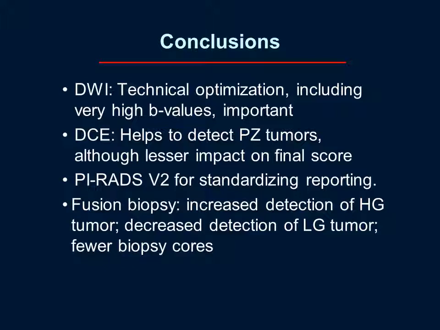So that concludes this lecture. Just some final takeaway points. For diffusion, be aware of technical optimization, including the role of very high b-values. ADC can help to detect some tumors, but has a lesser impact on final scoring. PI-RADS version 2 is now being adopted for standardizing reporting. And fusion biopsy can lead to increased detection of high-grade tumor, decreased detection of low-grade tumor, with fewer biopsy cores.